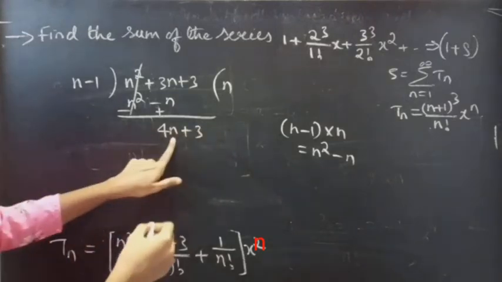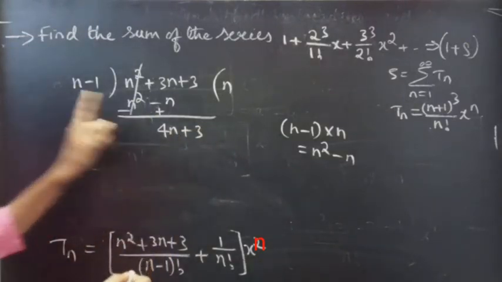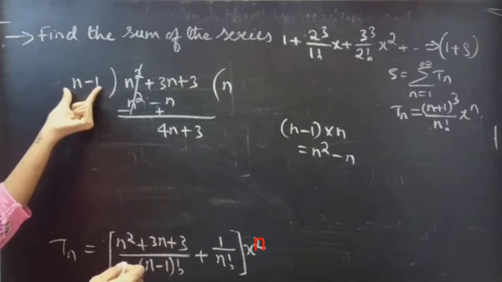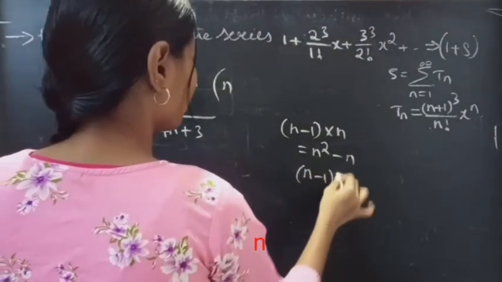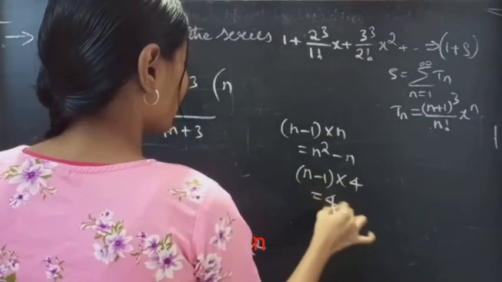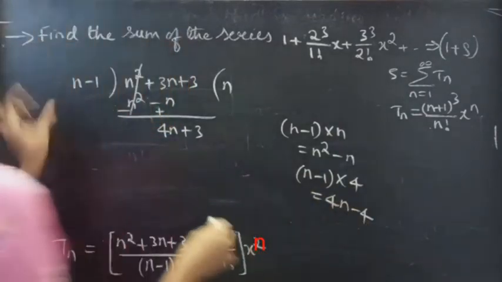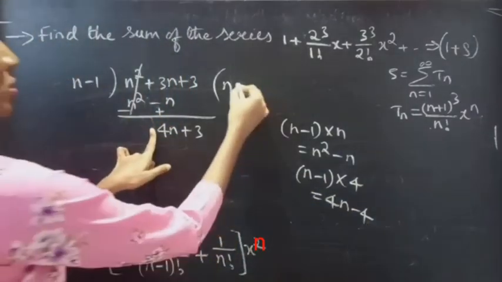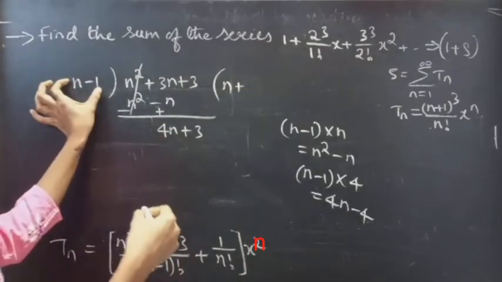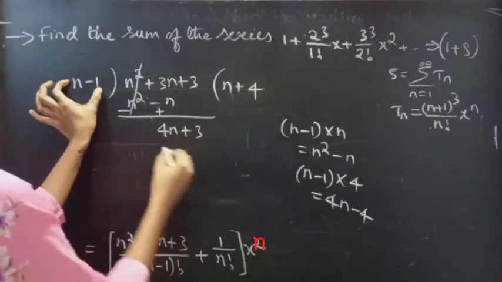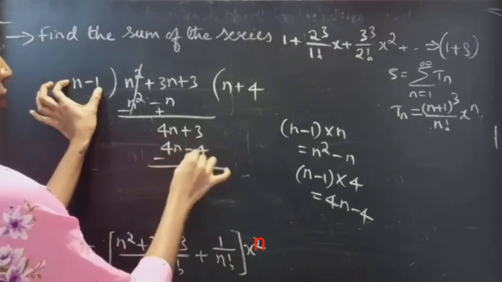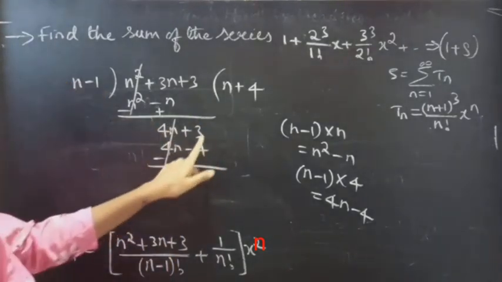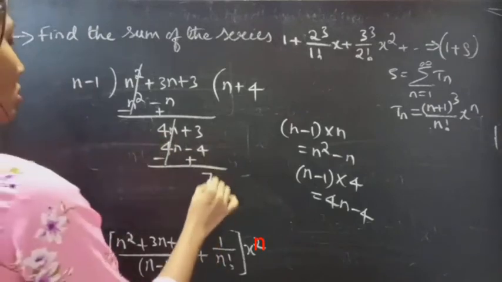In the first term you're having 4 times n. So you have to multiply 4 to this divisor. N minus 1 into 4 equals 4n minus 4. Now change the signs. Cancel 4n. 3 plus 4 is 7.